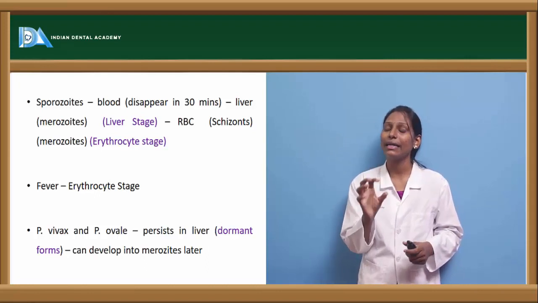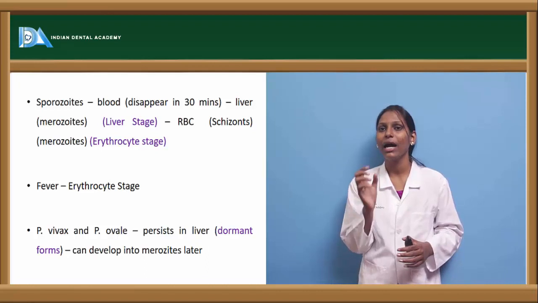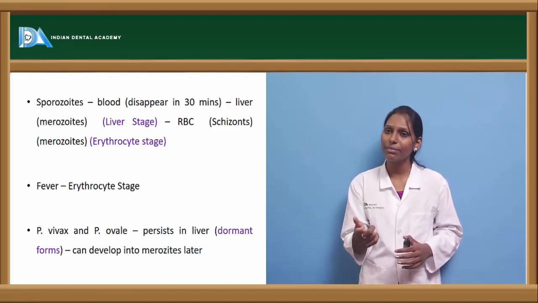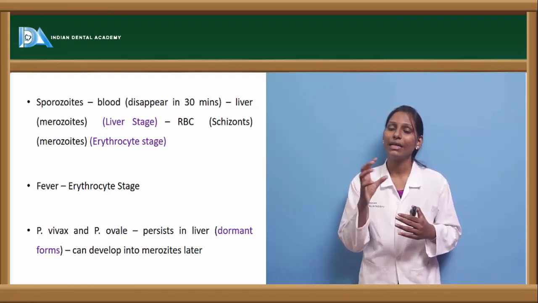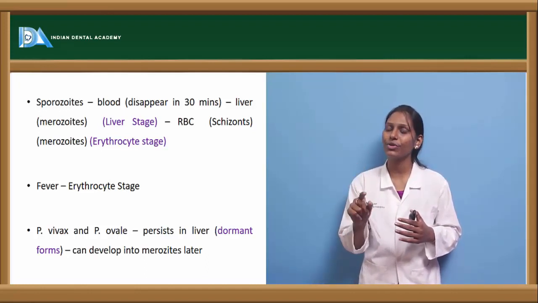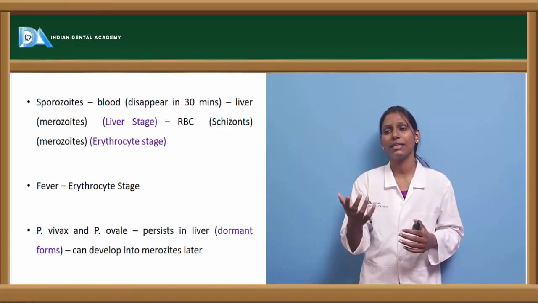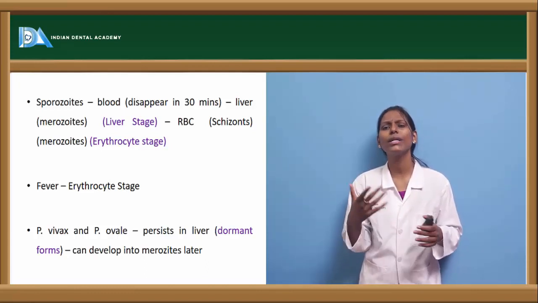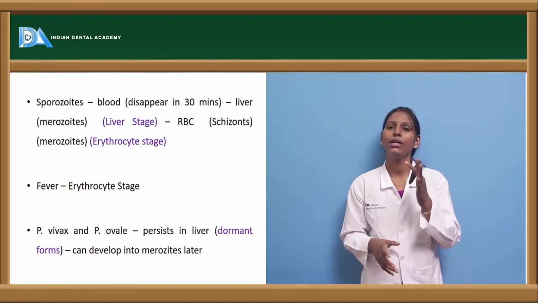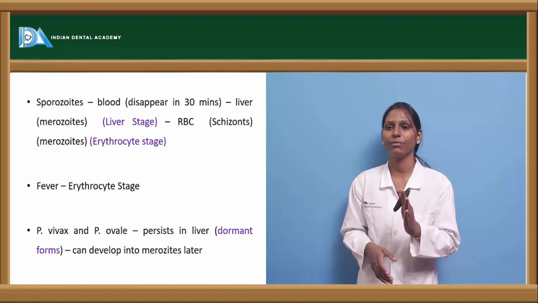When they attack the RBCs, this is called the erythrocytic stage, and these merozoites develop in the RBCs. The RBC being attacked by the merozoites is called a schizont. They multiply in number and release more and more merozoites into the blood. In this erythrocytic stage itself, patients usually will have fever.